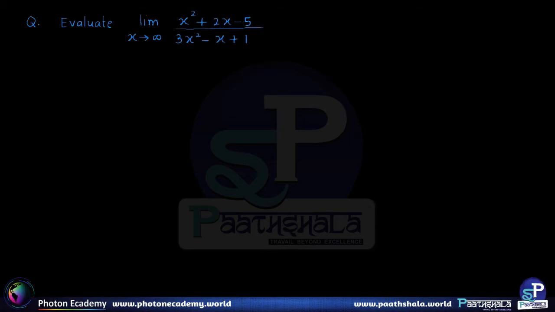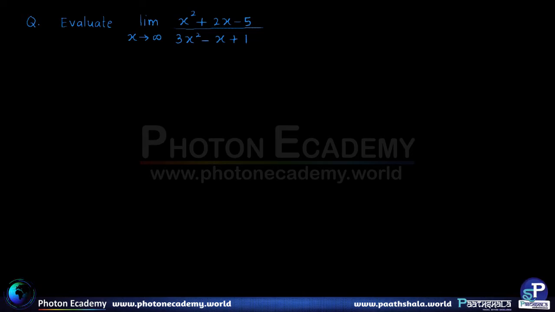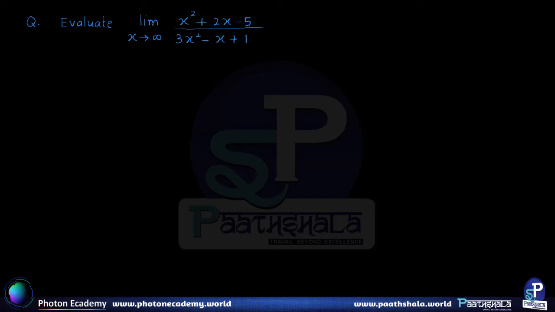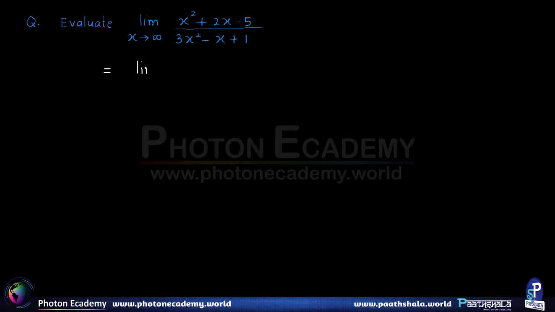Okay, here is the first question. We have to evaluate the limit as x tends to infinity of x square plus 2x minus 5 whole upon 3x square minus x plus 1. Now here if you observe, both of the expressions are quadratic in numerator as well as denominator. So what we do is we divide both numerator and denominator by the highest power term. Here the highest term is the quadratic term, which is x square. Alright, so let us divide both numerator and denominator by x square.